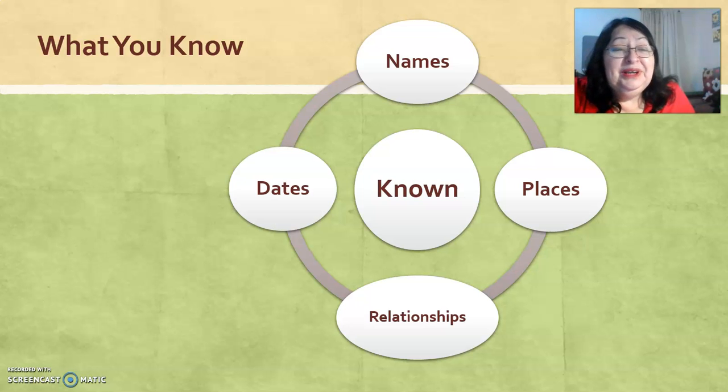This is where you're going to start interviewing your relatives and saying, hey, can you tell me about some of my ancestors? Who are they? Where did they live? Do you know their dates? Tell me about other distant cousins. All the information that you can gather. You want to start with what you know.